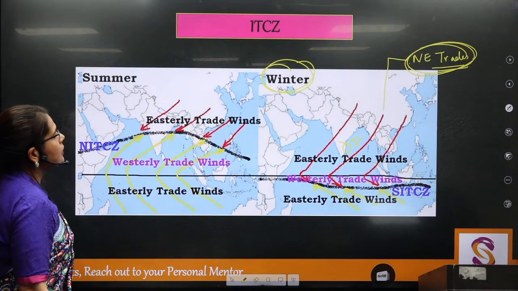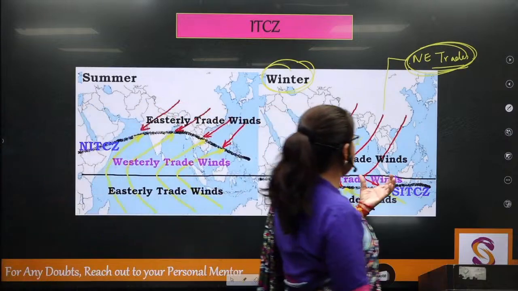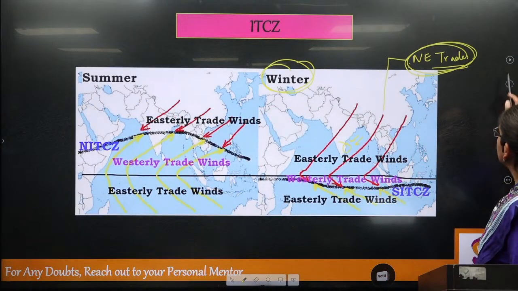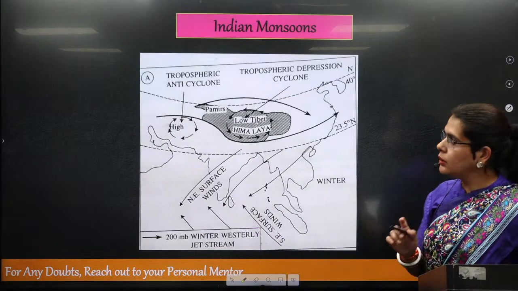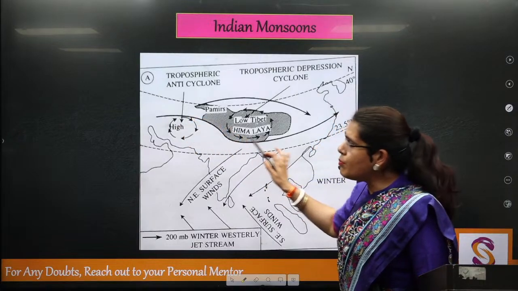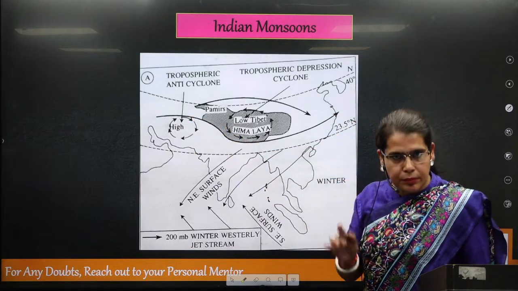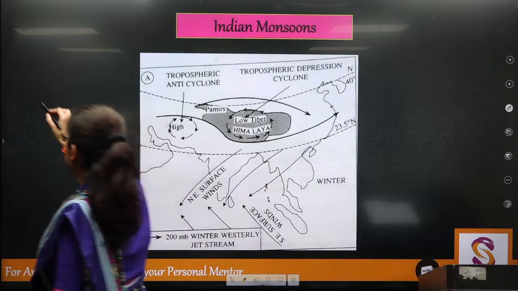So hence, because of which we do not have the precipitation. Next, the second important condition, that is the subtropical westerly jet stream, STWJ.